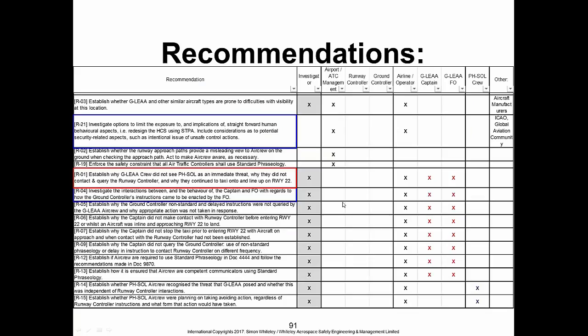And then finally: establish why the GLEA crew did not see PH-SOL as an immediate threat, why they did not contact and query the runway controller, and why they continued to taxi onto and line up on runway 22. So there are arguments both ways. The GLEA crew were doing what they thought they'd been told to do, and who were they to argue with the controller at a big complex airport? They clearly know what they're doing, so let's not question them. And by the way, the aircraft is on approach in a bit of an odd position. It is a busy airport, it has complicated runways, so it's probably not landing here, let's not worry about it. So there are some interesting dynamics there, possibly some crew resource management aspects that need to be looked at in that area.